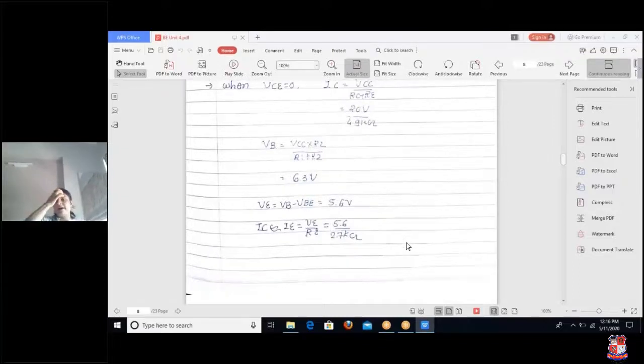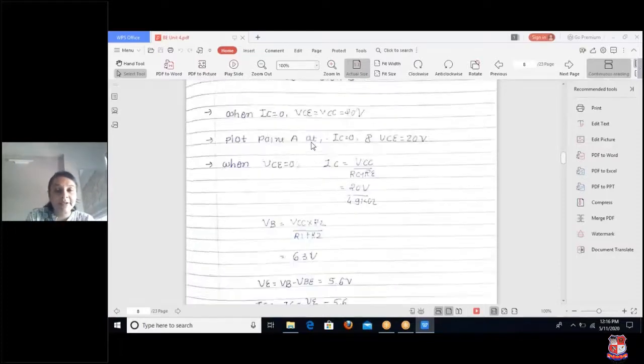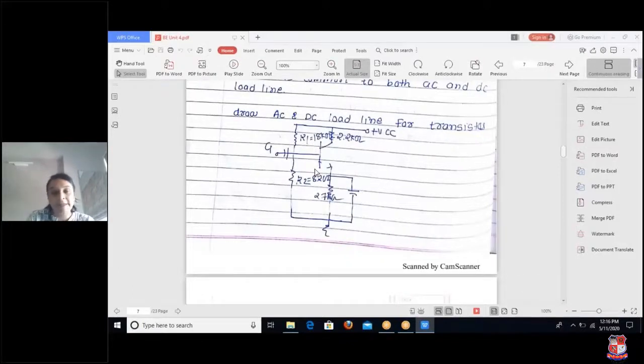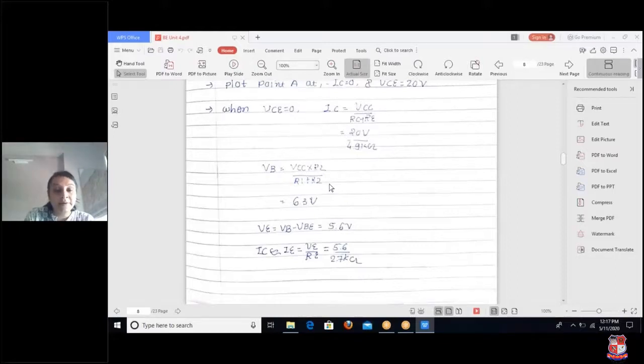Now for the Q point, we find the value of VB. VB is the base voltage, and the base voltage is VCC times R2 upon (R1 plus R2). So VB equals VCC times R2 divided by (R1 plus R2). We know all the values of VCC, R1 and R2, so put in the values and find VB. So VB equals 6.3.